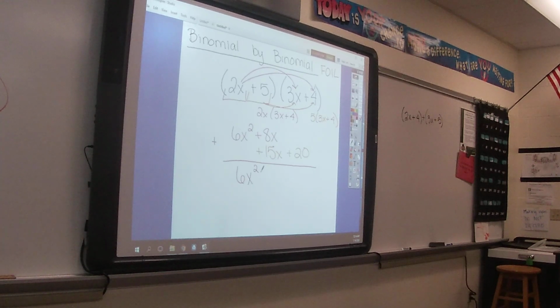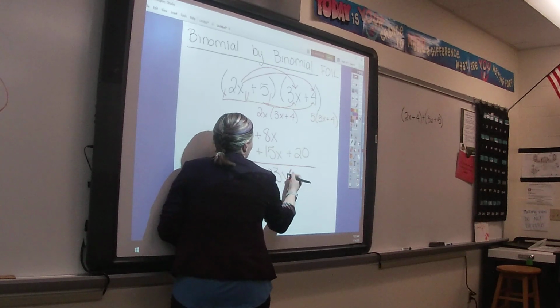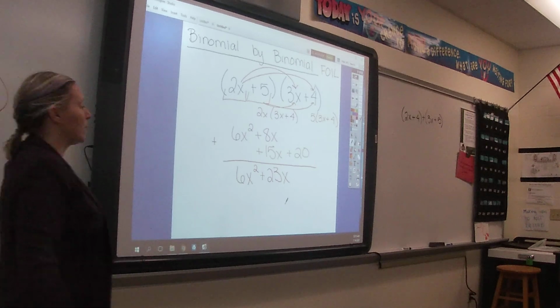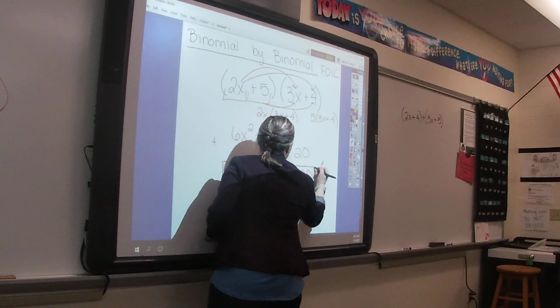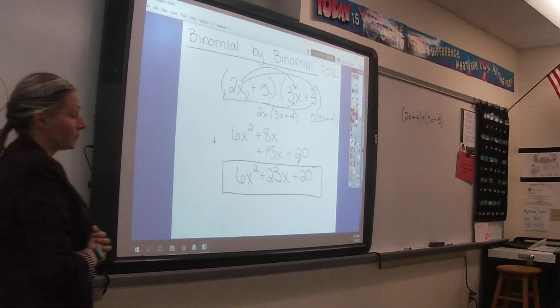23x, right? An 8x plus a 15x will give us a 23x. When we add, that label just stays the same. You just bring down that x, and then we just bring down the 20. And that's our answer. That was awesome. So the key for all of this is that you can distribute. We're just distributing multiple times. Just a longer process.